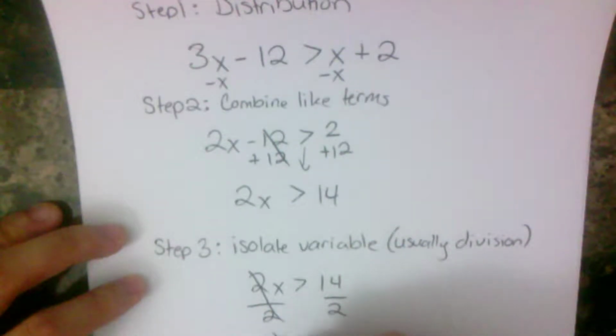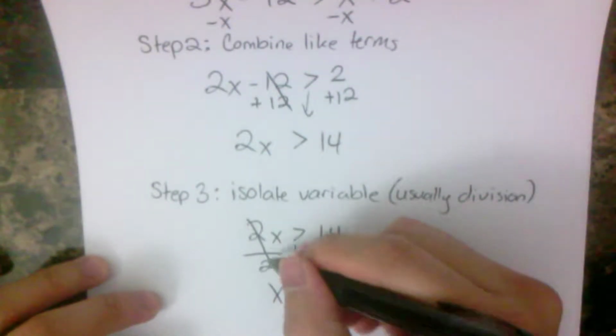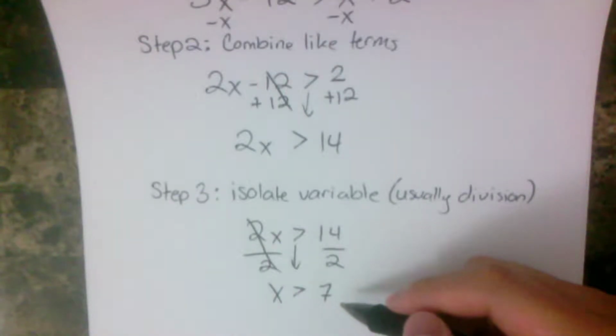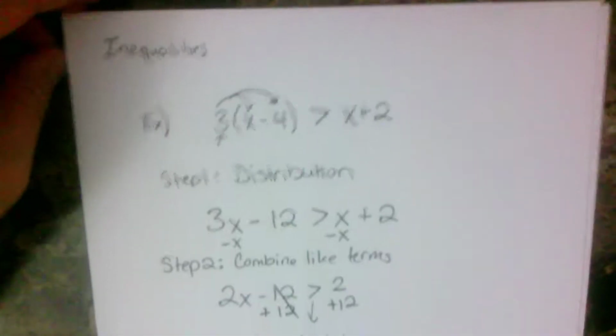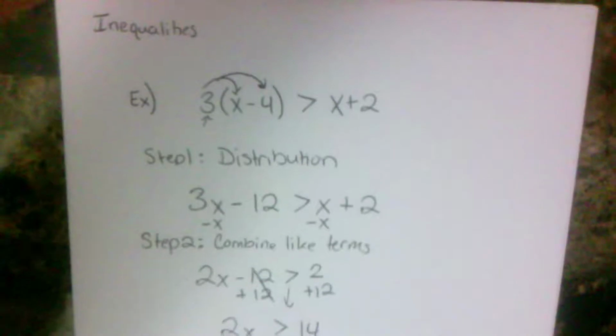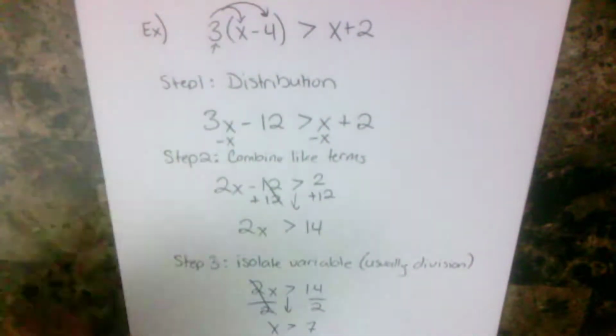You'll get x over here, bring down your greater than sign, and then 14 divided by 2 is, oh, sorry, you didn't see that. So again, the 2's cancel out. You'll just get x, bring down your greater than sign, and then 14 divided by 2 simplifies to 7. Okay, so let me go ahead and get all of that on screen for you, but that's basically inequalities. Those 3 steps ought to be enough to get you through. All right, and so that's that whole thing.